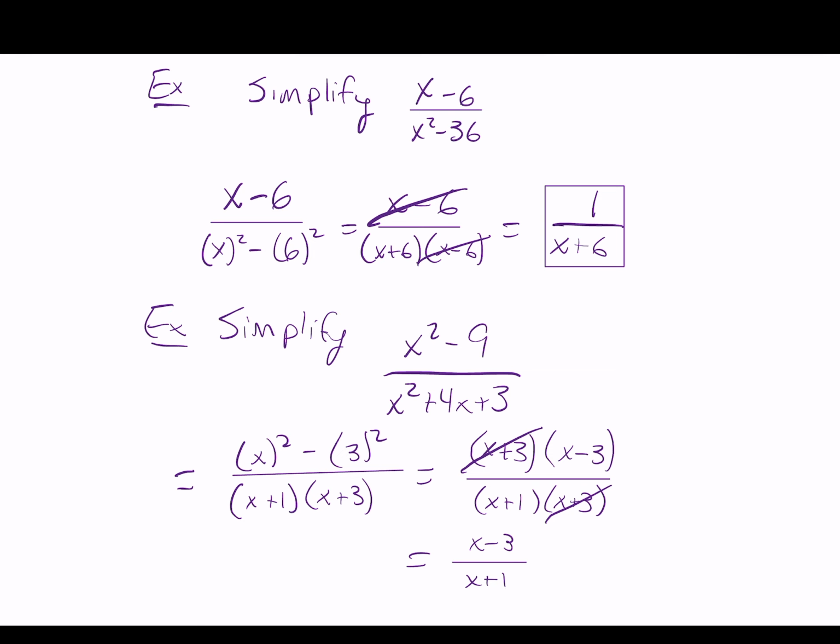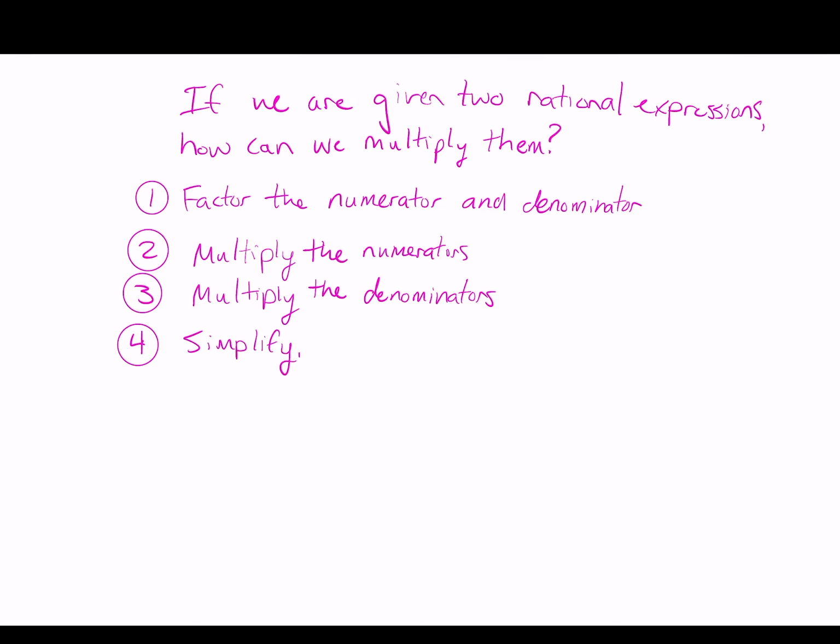Okay, let's now move on and discuss how to multiply rational expressions. If we are given two rational expressions, how can we multiply them together? Well, we have steps for that also. First, you need to factor the numerator and the denominator. Then you can multiply the numerators together and the denominators together, and finally you can simplify. When you multiply those numerators and denominators together, if you have common factors in the numerator as you do in the denominator, you can cancel those out as we've done previously, and then you can simplify.